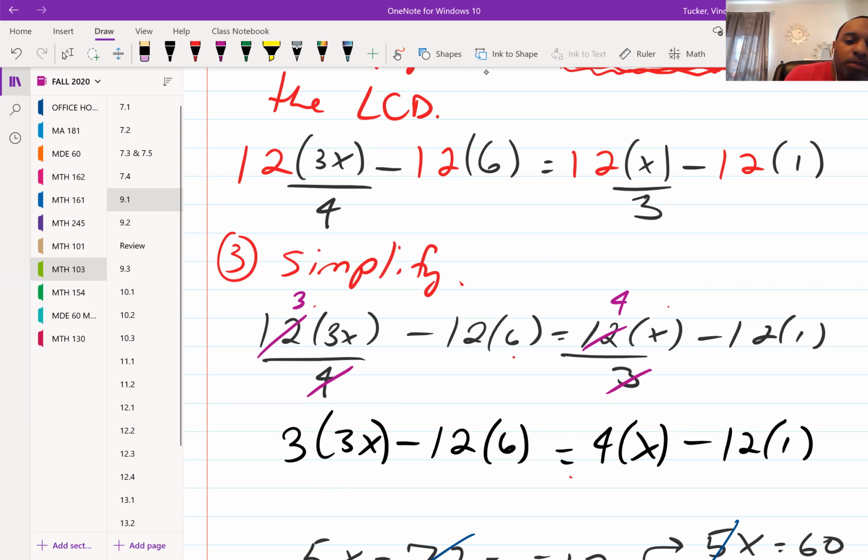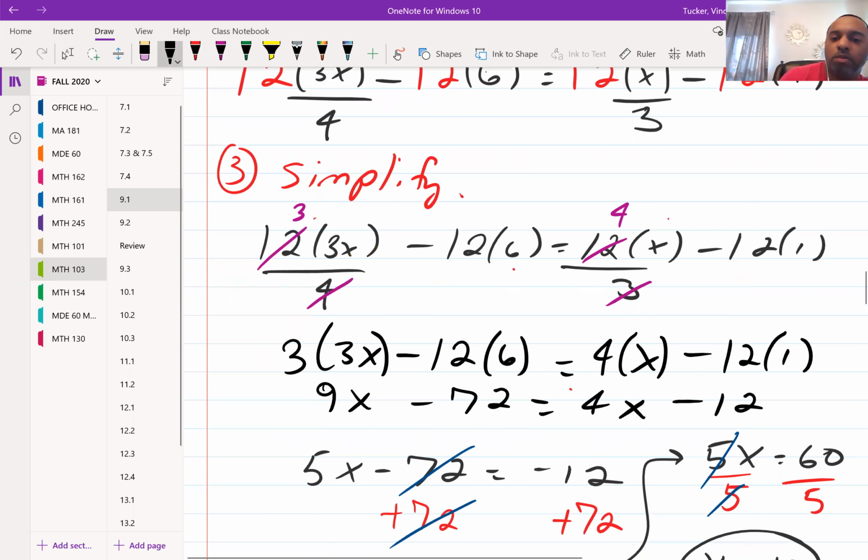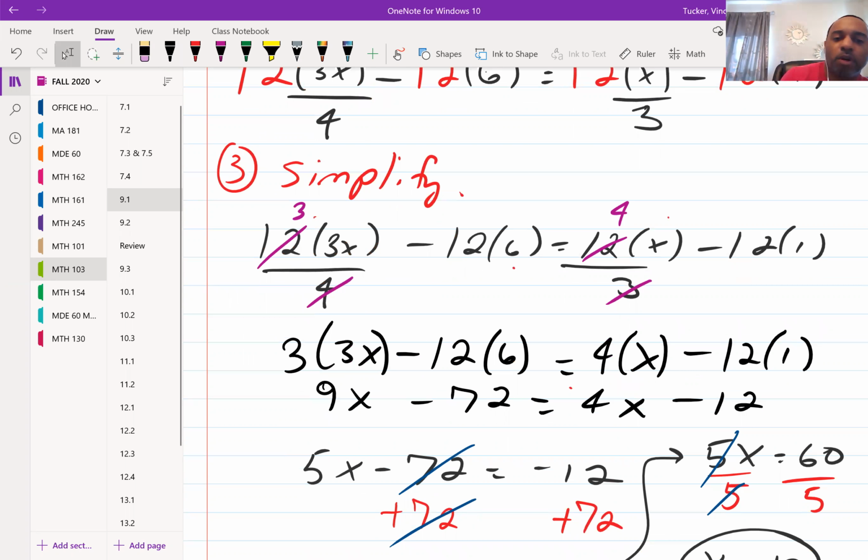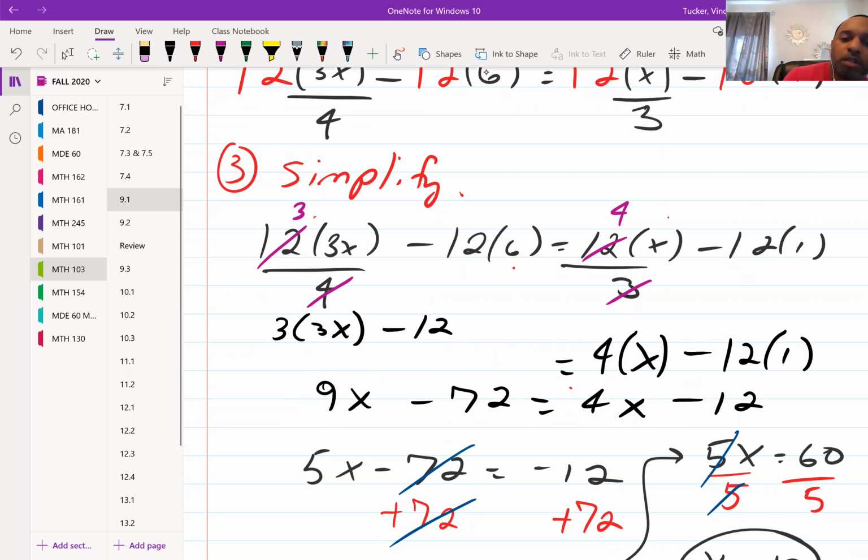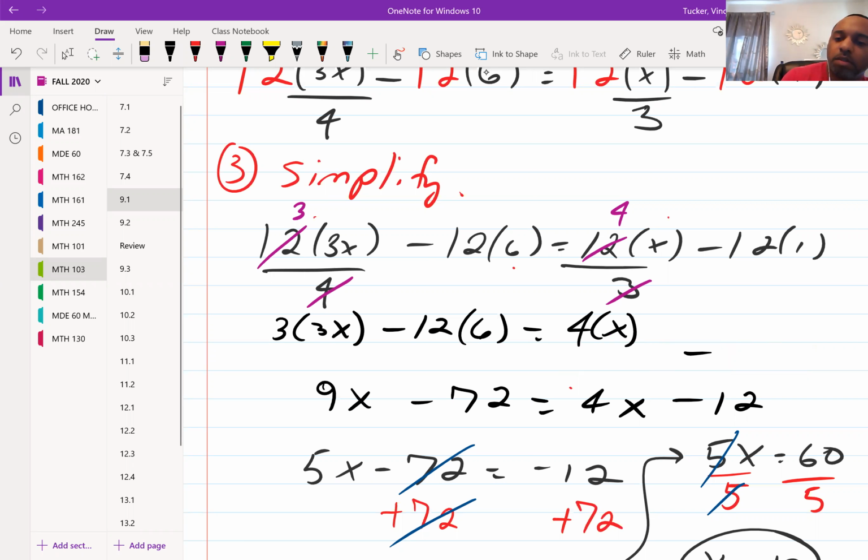Let's see if I had enough room to do what I was trying to do. All right, so probably need to bring that up some. Trying to make room because I just wanted to leave this step in here. I didn't do it before. All right, so when everything cancels, that's what you're left with.